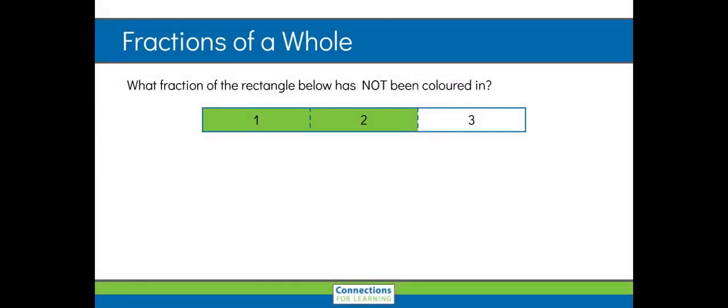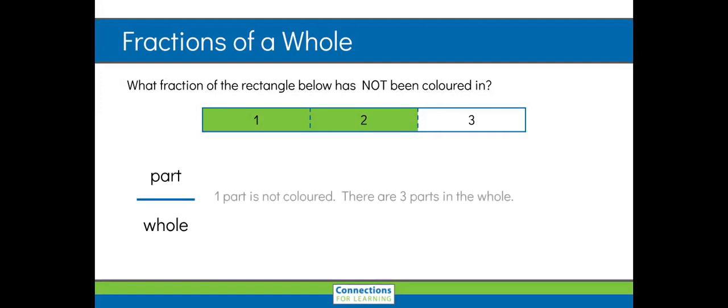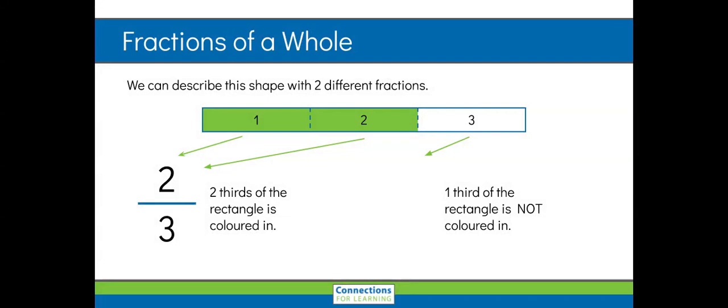Now let's look at the part that has not been colored in. A fraction, again, is a part of a whole. We can see that one part is not colored. There are 3 parts all together, and so our fraction would be 1/3 of the rectangle is not colored in. Again, we can describe this shape with two different fractions. We can see that 2/3 of the rectangle, or 2 parts out of 3 altogether, are colored in, and 1/3 of the rectangle is not colored in.